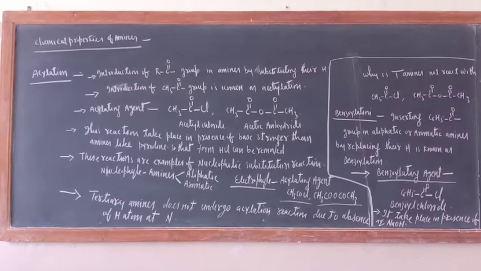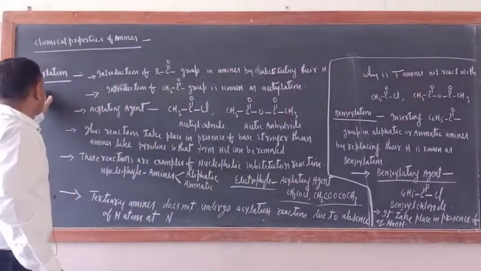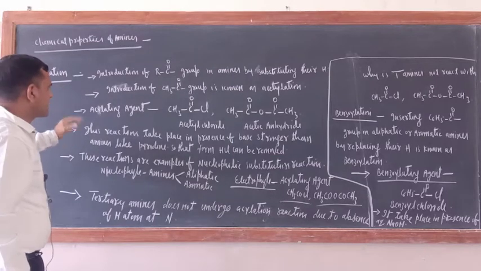Okay, just see the chemical properties of amines. So we are in the chemical properties of amines. Now after alkylation, what is there? Acylation. What is the meaning of acylation?